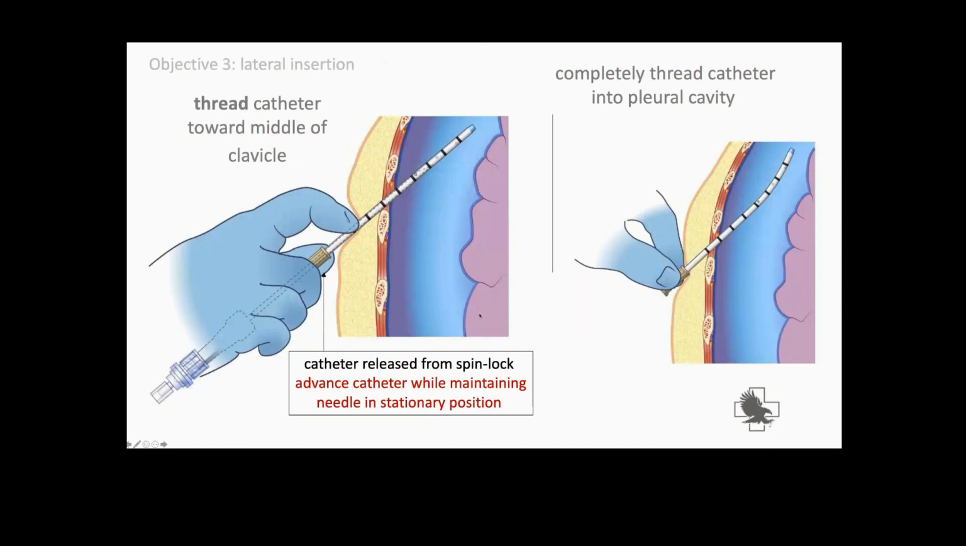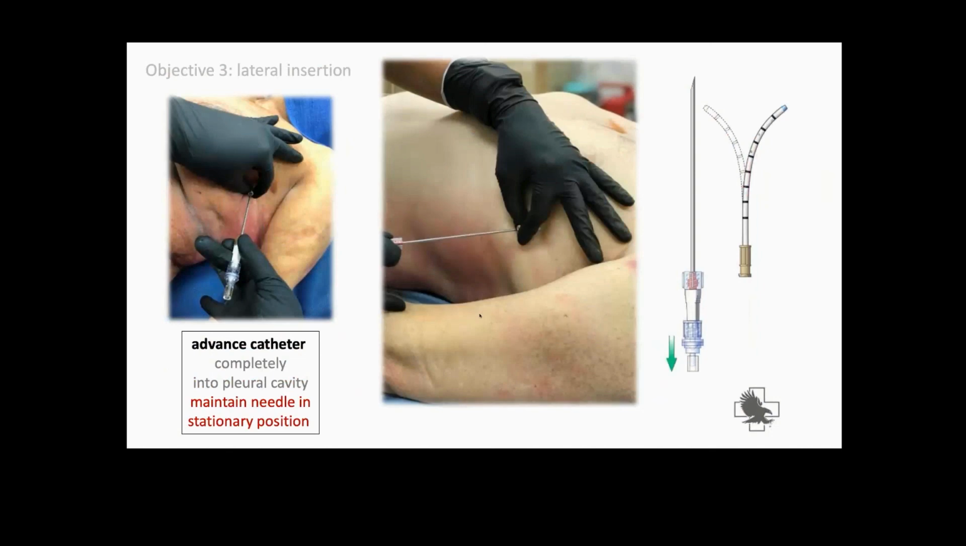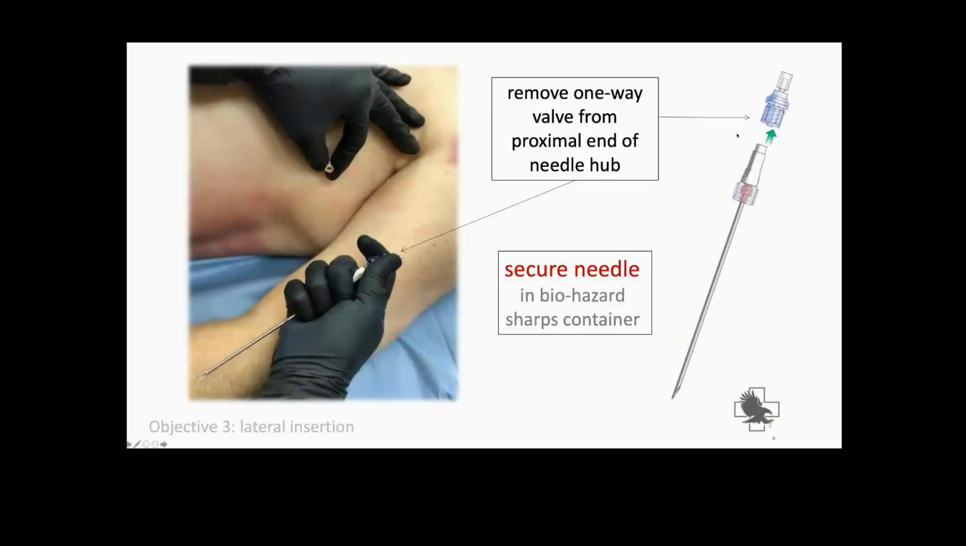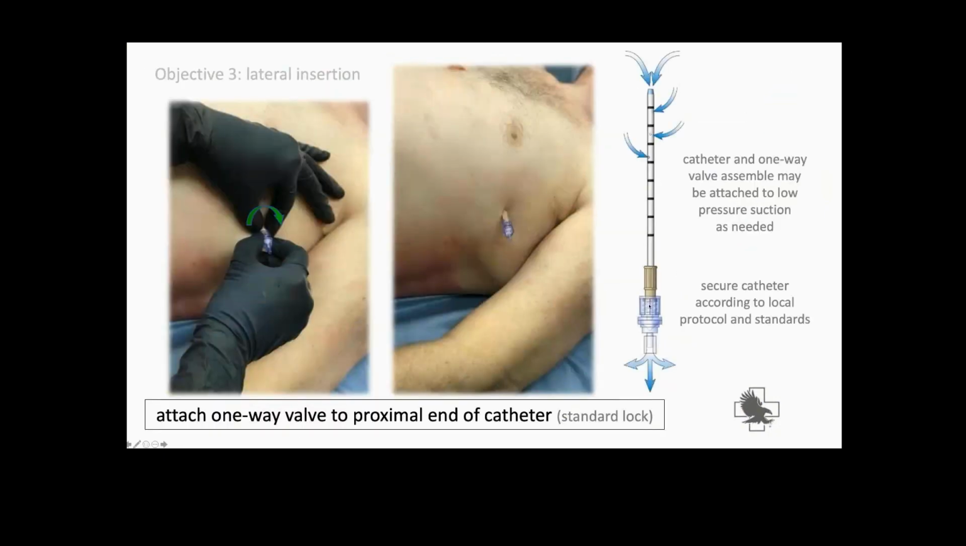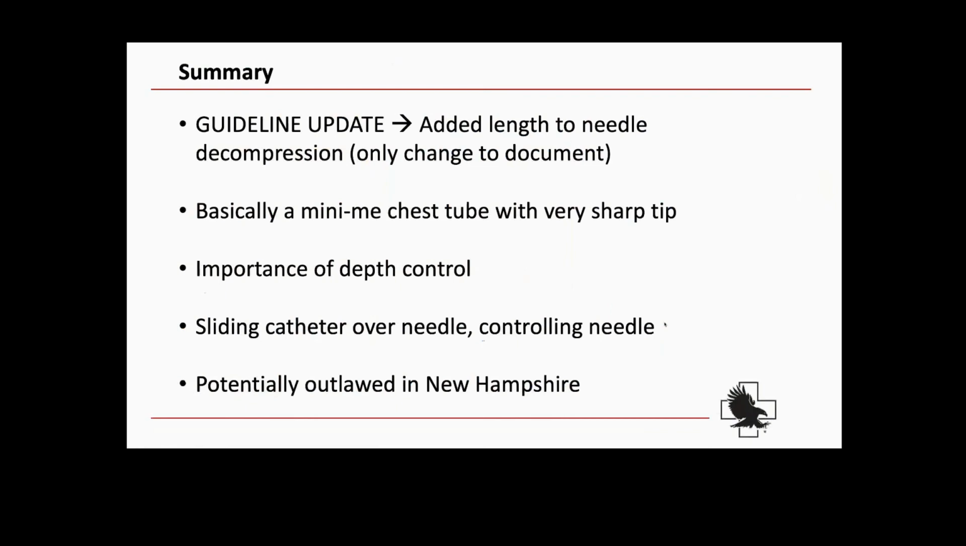Once you've placed the catheter into the space, you can then remove the needle carefully. Once again, this is now a potential sharps hazard and needs to be discarded appropriately. Before discarding it though, you want to take that one-way valve off of your needle and place it onto the catheter, so it has the one-way valve functionality and doesn't simply become an open wound. So that's overall the placement of the spear catheter and how it's different.